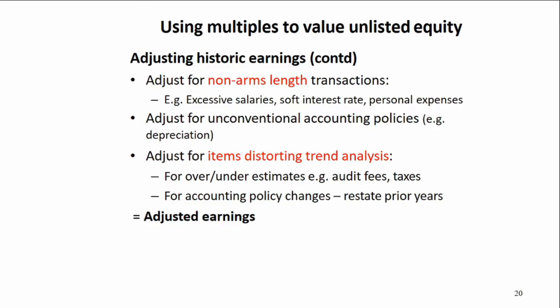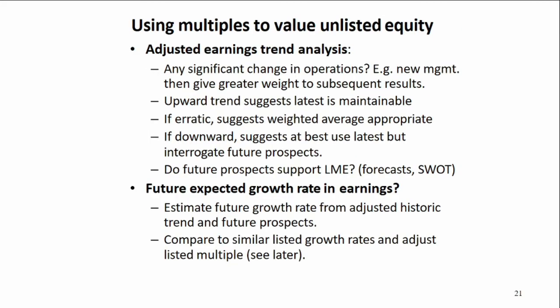And this adjusted earnings will be used to calculate our value of equity using our multiple. And this adjusted earnings will be multiplied by our multiple to obtain the value of the enterprise or the value of equity. Once we have calculated our adjusted earnings for our historic period, we can look at those earnings and assess what the trend is in those earnings. Because the formula uses the latest maintainable earnings, we need to assess what is the trend in the historic period and are the latest earnings maintainable.